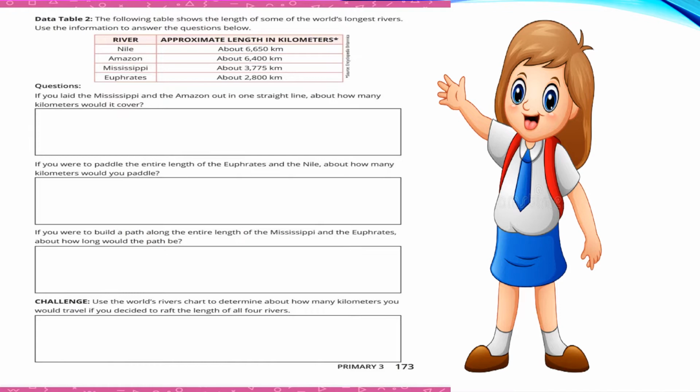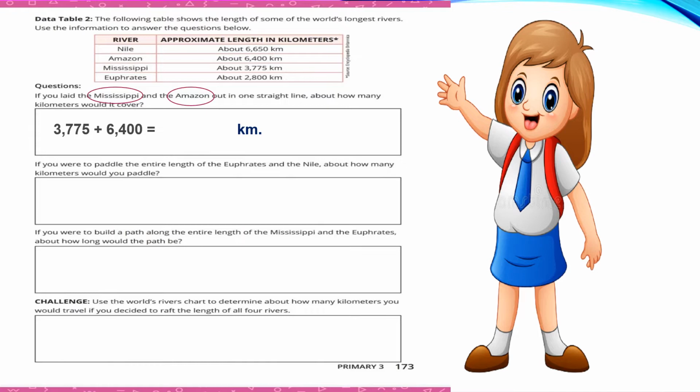We wanted to know the length of the Mississippi and the Amazon. All the length. What shall we do? We must make an addition or subtraction operation. To get the whole distance or the whole length here, you must make an addition operation. So, take the length of the Mississippi from the table up, 3,775 plus 6,400. Let's get their sum.